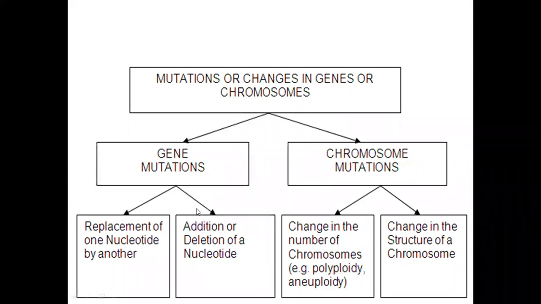And gene mutations, which are of particular interest for our course, could be due to substitution or due to frame shift, or addition or deletion of a nucleotide base. And then we have chromosomal mutations. These could be changes in the number of chromosomes or in the structure of the chromosome itself. So mutations can also be categorized as gene mutations or chromosomal mutations.